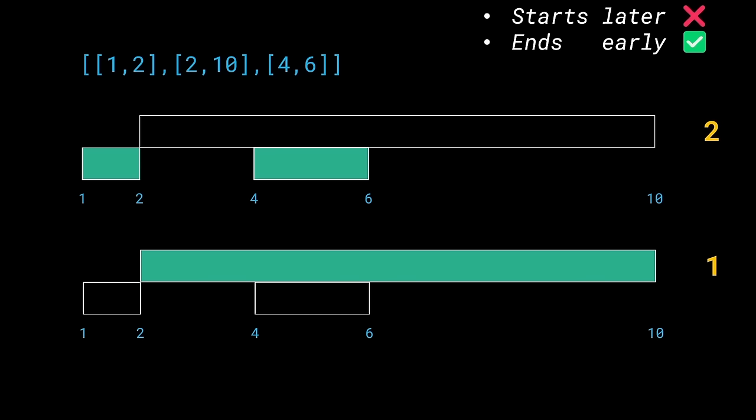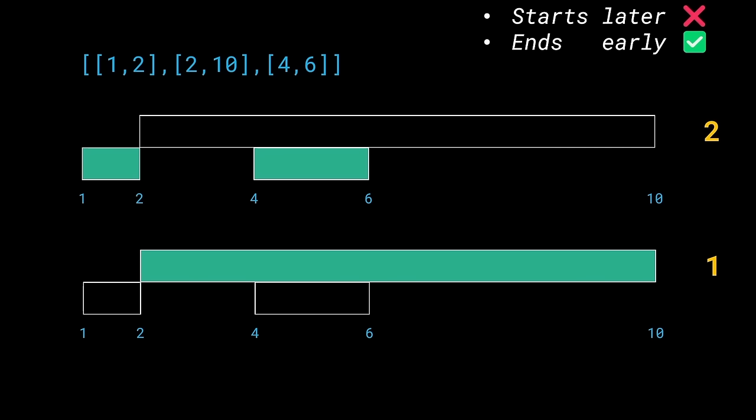If an interval ends early right now, we can say that it leaves a lot more space, a lot more time for other intervals to join in the party. But if an interval ends later on, if an interval drags on for a long time, then it might block other intervals from joining the party, which means that ending early is a very good heuristic for this question. In fact, it is the optimal heuristic.